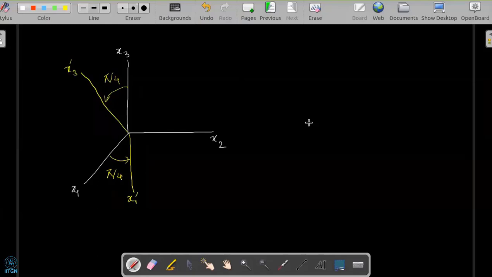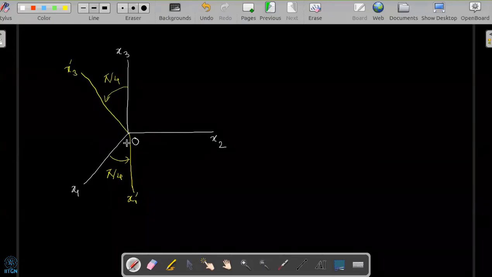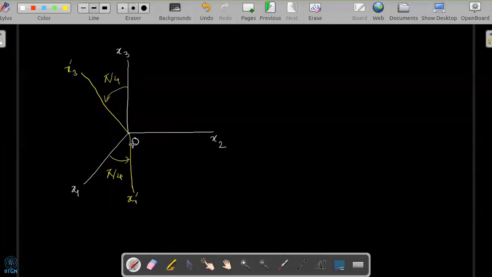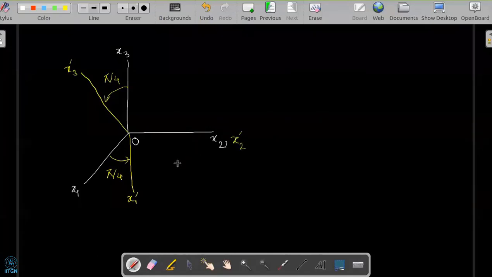Okay. So let's consider this O x1, x2, x3 axis. This is the old set of axes. Now we have obtained a new set of axes by rotating it with respect to the x2 axis. So we are keeping the x2 axis the same, and we are rotating the x1 and x3 plane in anti-clockwise direction by the angle 45 degree.